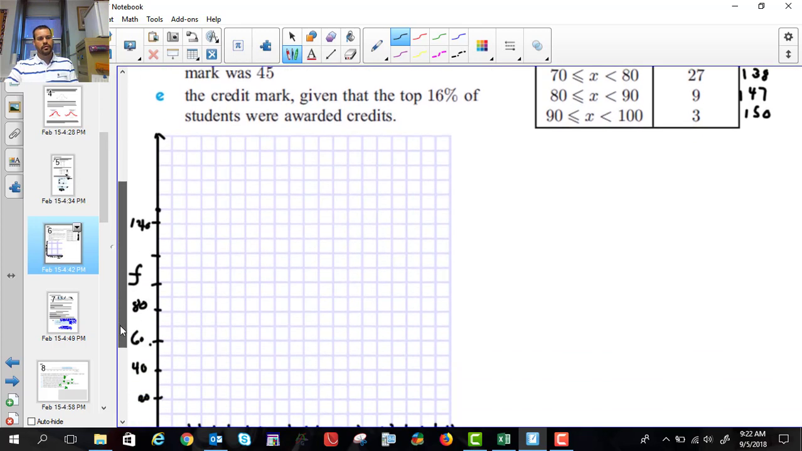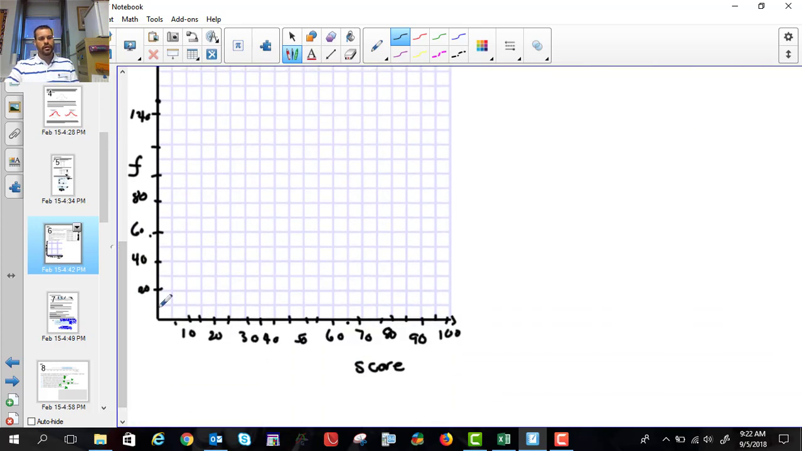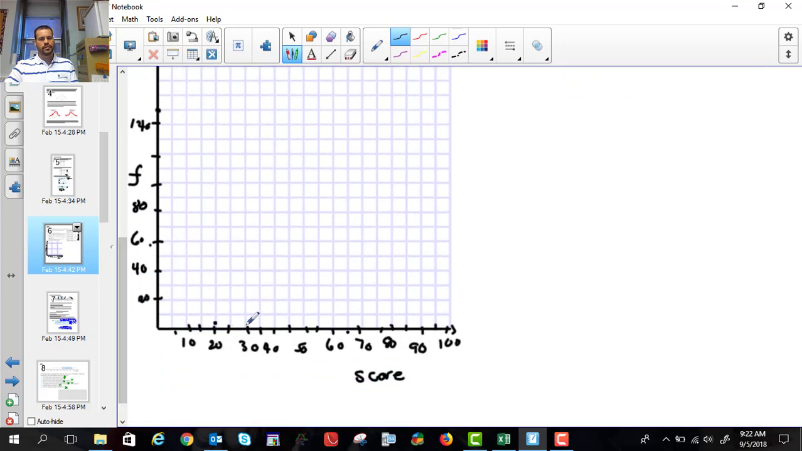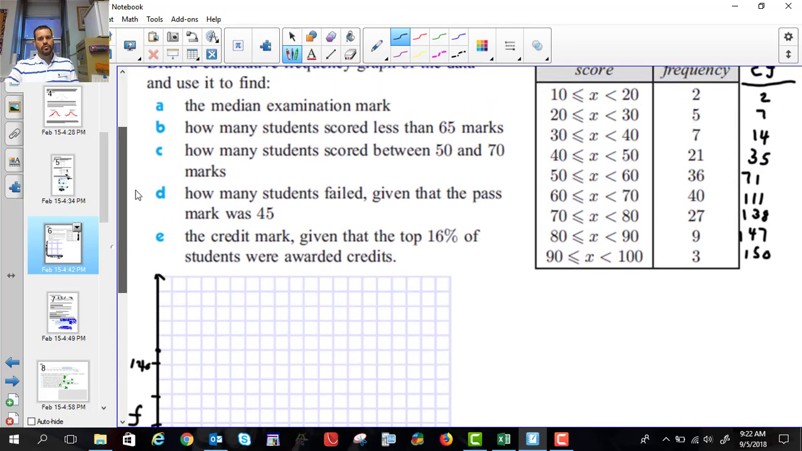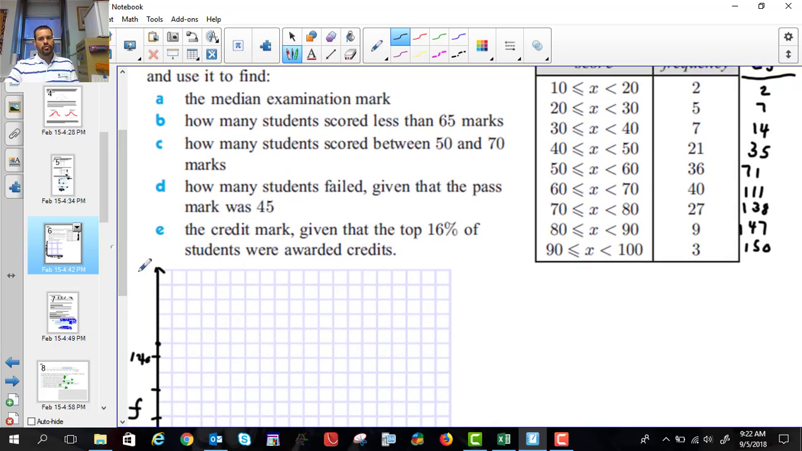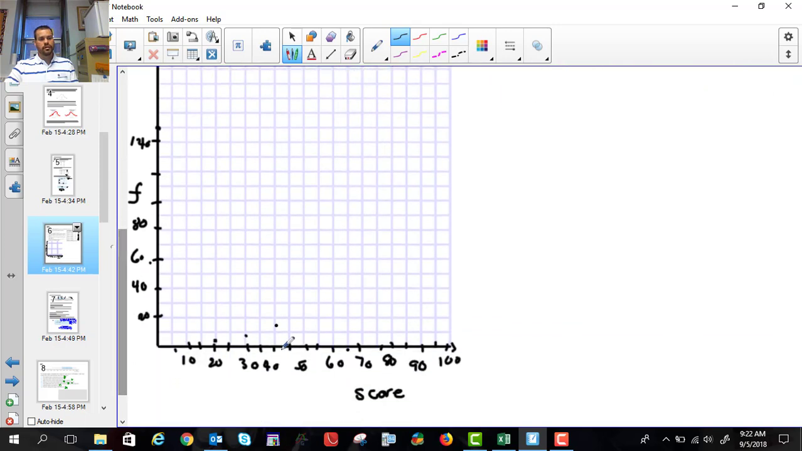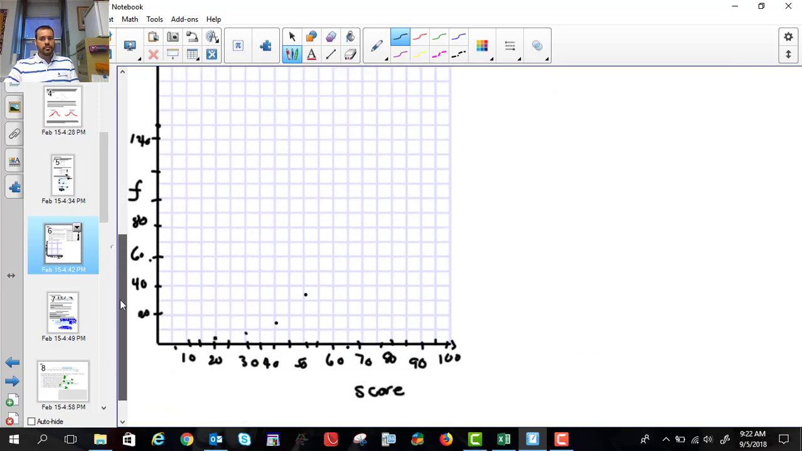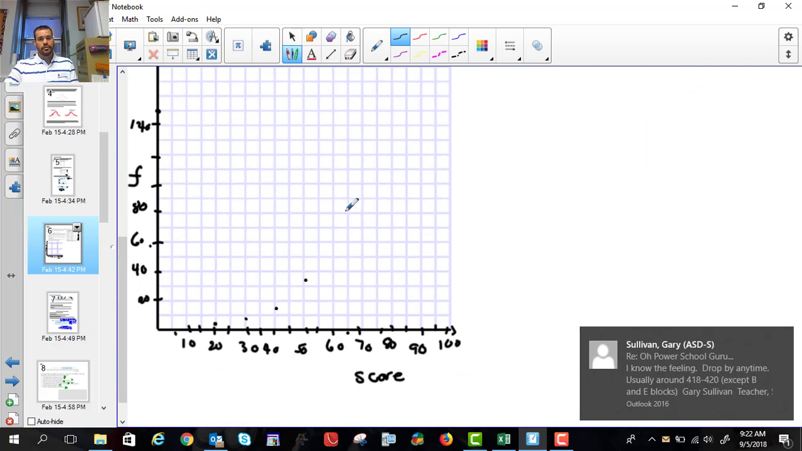So when I look at this data, I'm going to plot 20 and 2. That's my first point. So I go down here, I find 20, there's 20, and 2 is pretty low. And then I go 30 and 7. So 30 and 7 is a little bit higher. Then I go to 40 and 14, so that's above 10 now, almost to 15. Then I go to 50, and it's up to 35, so that's a bigger jump. So 50, it's at 35 now, which is just in here. And then 60, I'm jumping up to 71, so that's here.